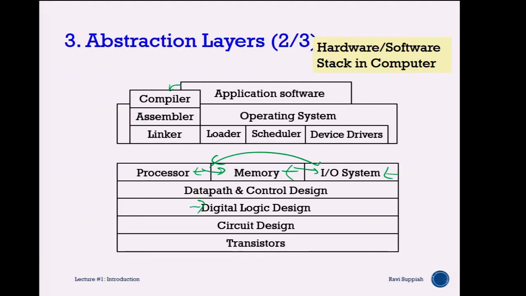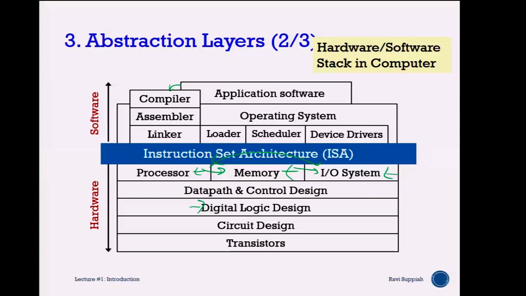And what is the link? The link between your software and hardware is your instruction set architecture, ISA. This instruction set architecture is the one that translates and gives us the interpretation of how the code that you write is going to be translated to the hardware that you have.